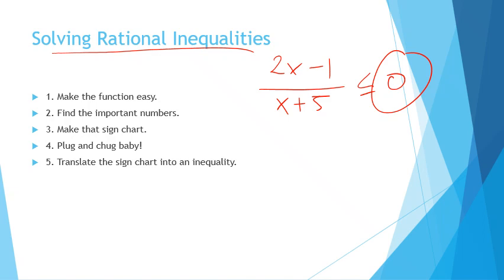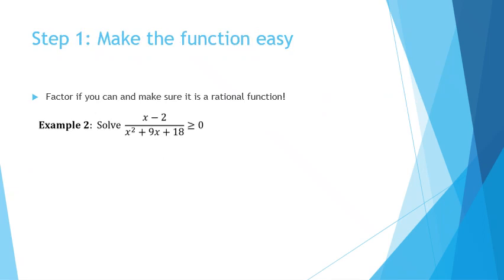All right. And so there's a few steps. I'll go through all 5 with you step by step with an example problem and then let you try some on your own. All right, so step number 1, make the function easy. What I mean by this is sometimes I'll be generous and I'll give it to you in factored form and you don't even have a step 1 at that point.